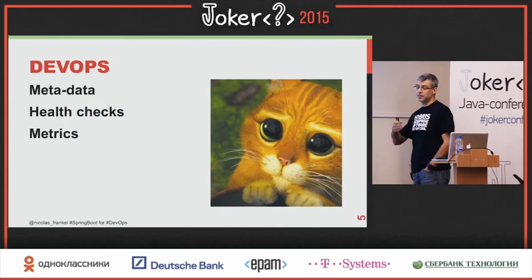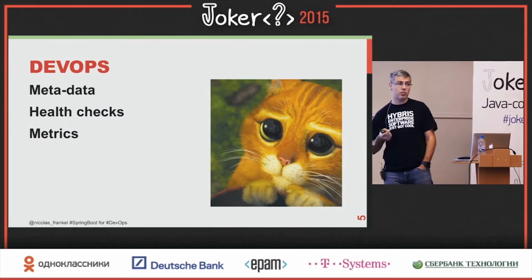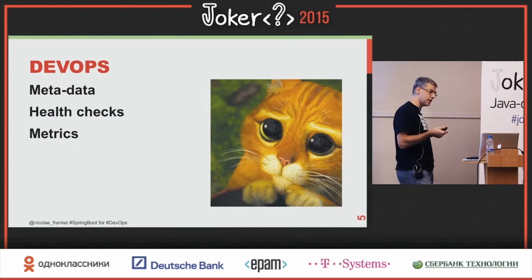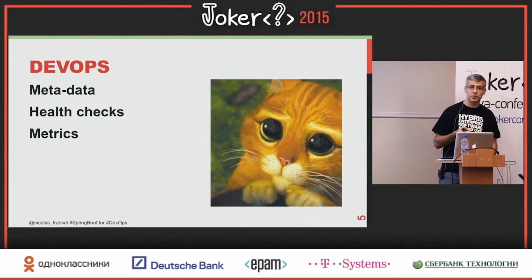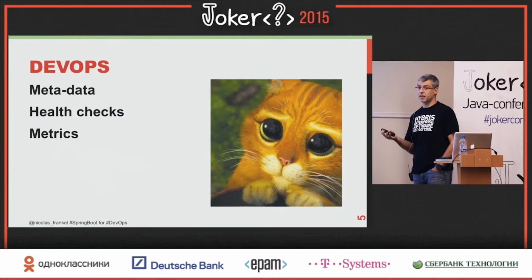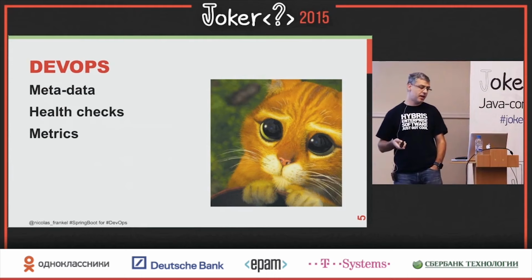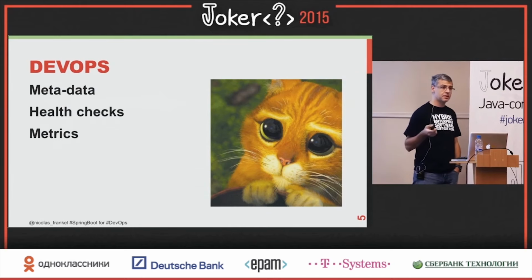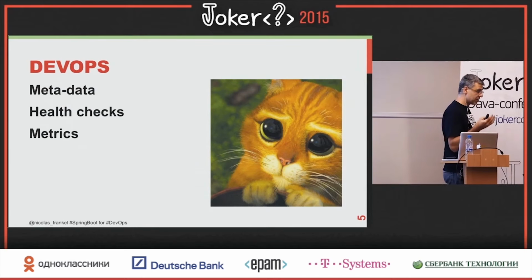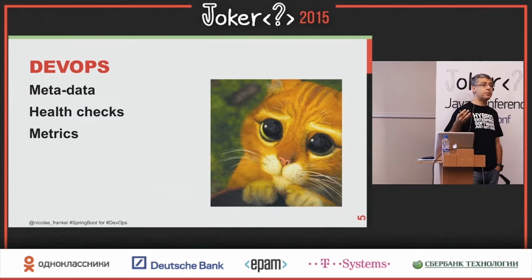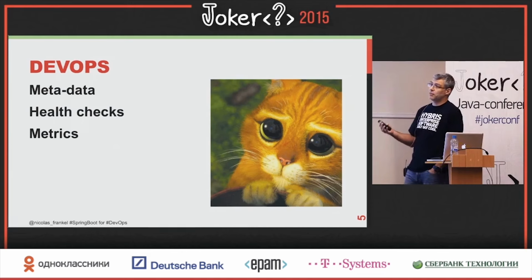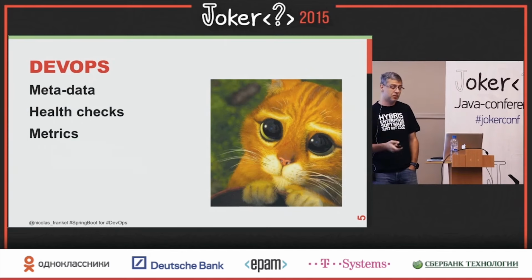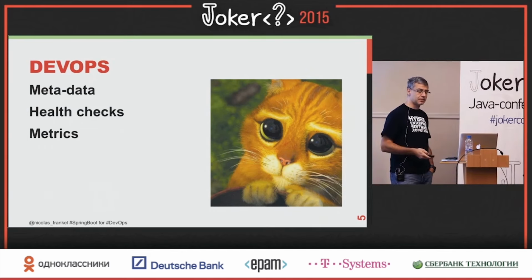It will be about application metadata, so what can your application tell you? It will be about health checks, so how can you make sure that the application responds? And it's about metrics. Because even if your application is up, meaning your data source is up, you still can have problems because you have too many loads on your application, too many requests.